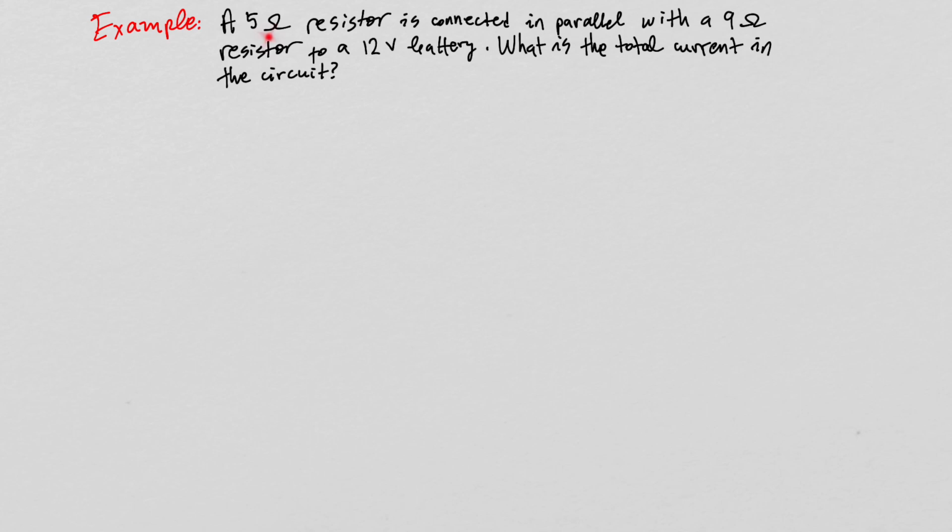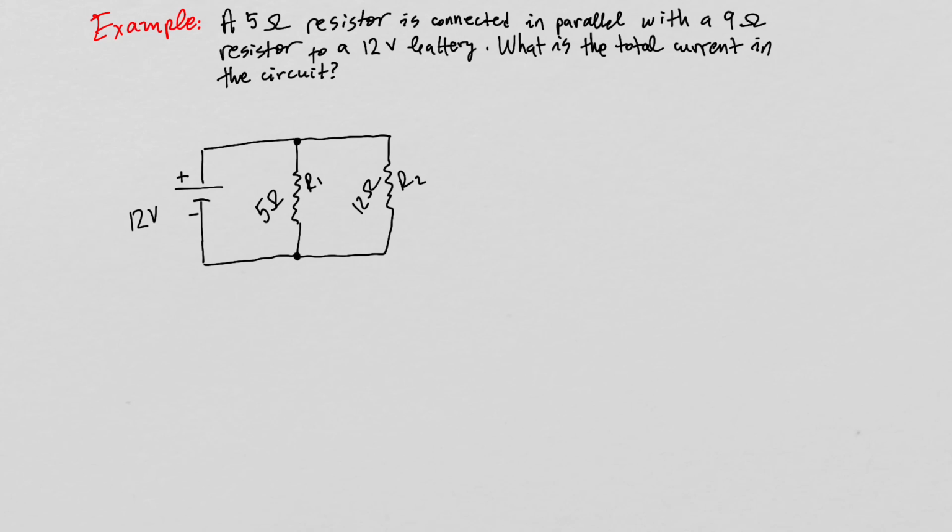Let's do one more example. A 5 ohm resistor is connected in parallel with a 9 ohm resistor to a 12 volt battery. What is the total current in the circuit? So here is the parallel circuit. We have the 12 volt battery connected to two resistors in parallel, a 5 ohm and a 9 ohm resistor. What we want to find is the total current in the circuit.